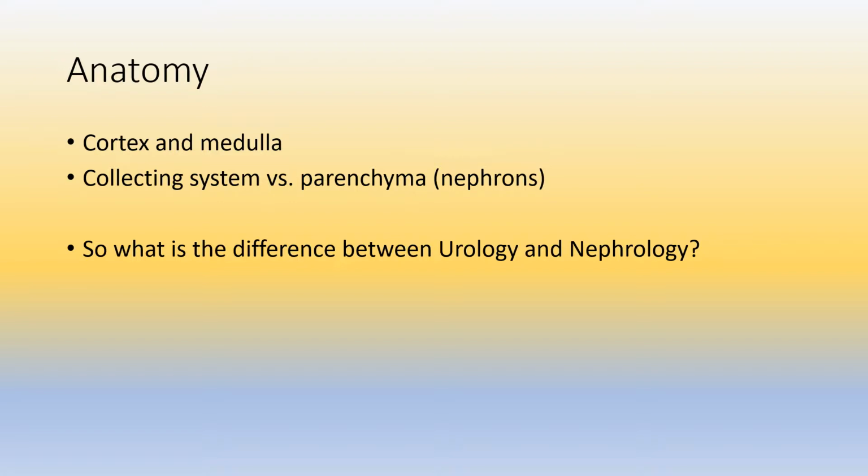So the kidney has a cortex and it has a medulla. Each of those do slightly different things. Again, the collecting system is urology. The parenchyma. Parenchyma is a word that means functional tissue rather than structural tissue. That's the nephrons. That is nephrology.